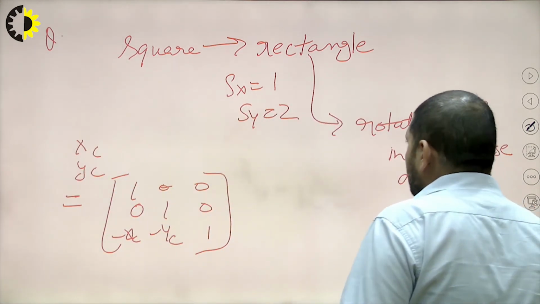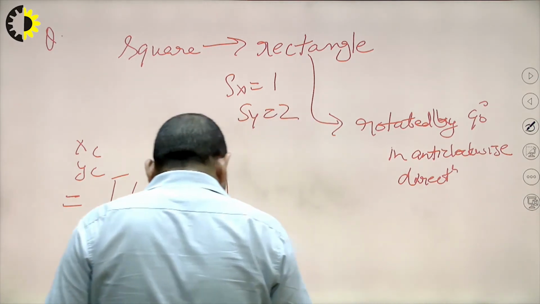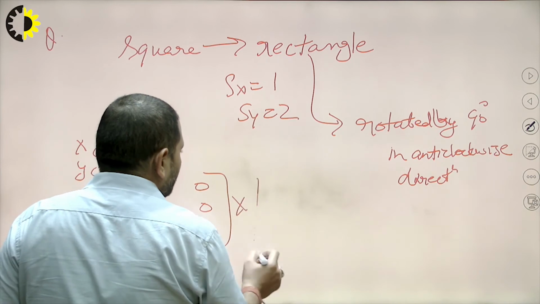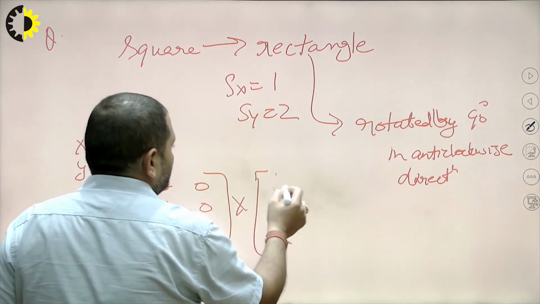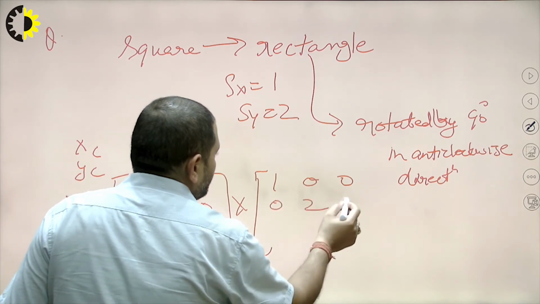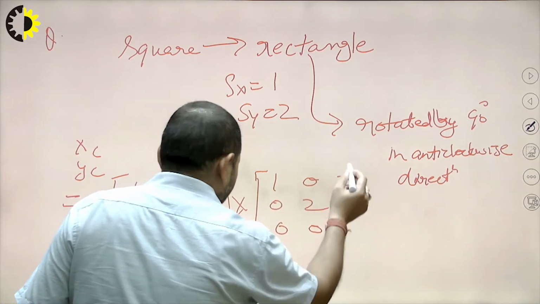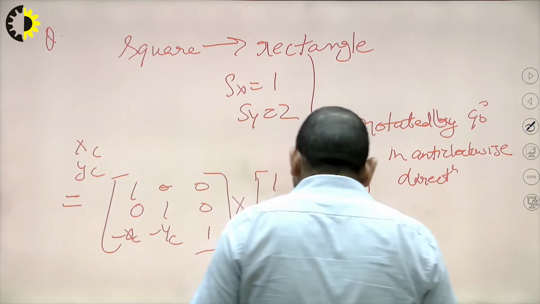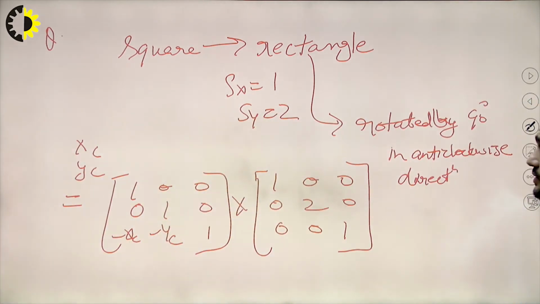Then we have to scale. So the scaling matrix is given here. We multiply with the scale matrix. Scaling in the x direction is 1 0 0, scaling in the y direction is 0 2 0, and 0 0 1. So this will be the scaling matrix for x and y.